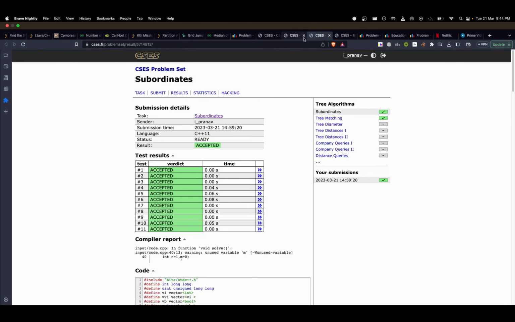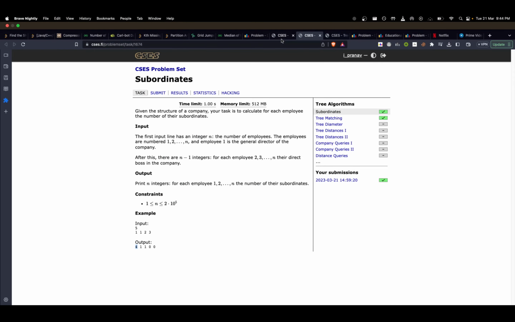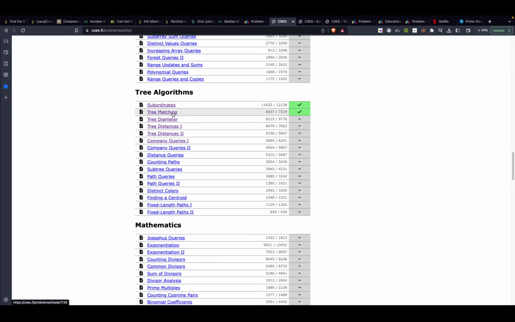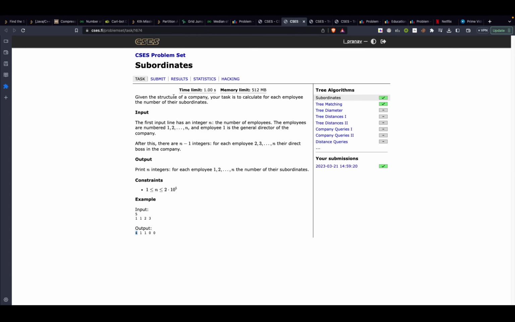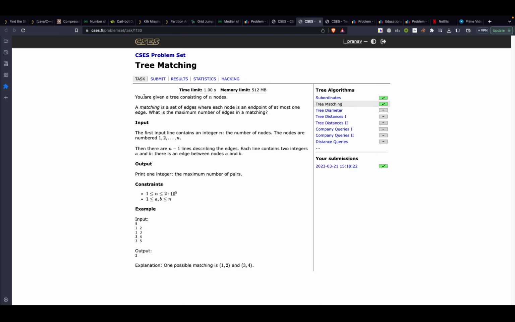That is a bit interesting question, right? So let's move to that. So we'll be moving to tree matching. Cool. So let's understand this question. Yeah, over here. So the problem states that you are given a tree consisting of n nodes. A matching is a set of edges where each node is an endpoint of at most one edge, right? What is the maximum number of edges in a matching?